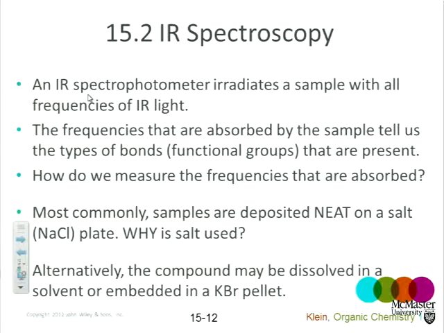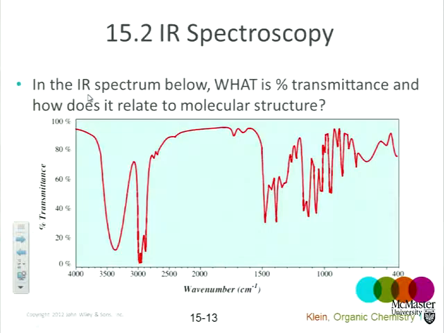Commonly, we put the sample on a neat sodium chloride plate. We use salt, NaCl, because there's very little absorption in the infrared region. There are no bonds, right? It's an ionic compound. Sometimes we can dissolve the compound in a solvent or use potassium bromide.